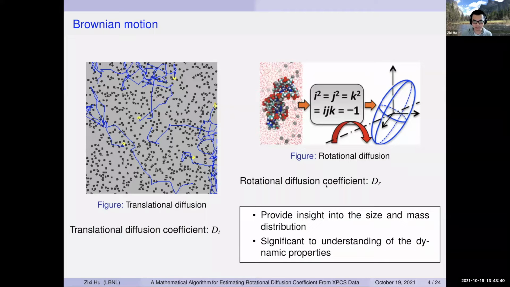Knowing these two coefficients, Dt and Dr, not only provides us insight into the size and mass distribution of the particles, but the processes they describe also play important roles in the dynamics. For example, rotational diffusion is a key factor in the kinetics of macromolecule binding and assembly. My work focuses on extracting Dr here.